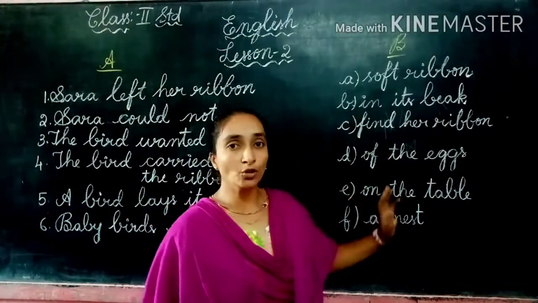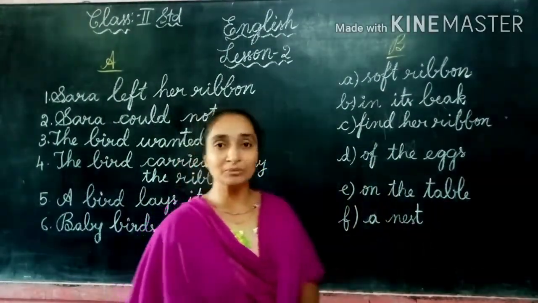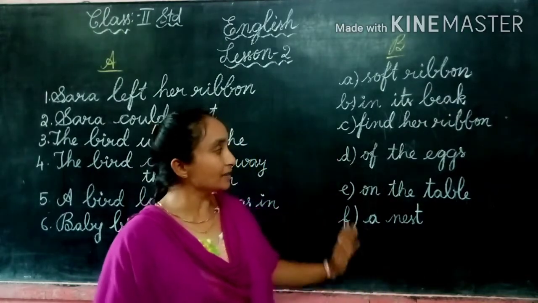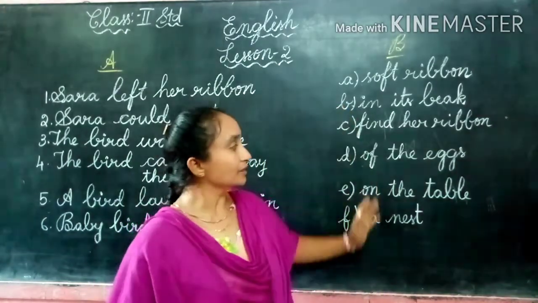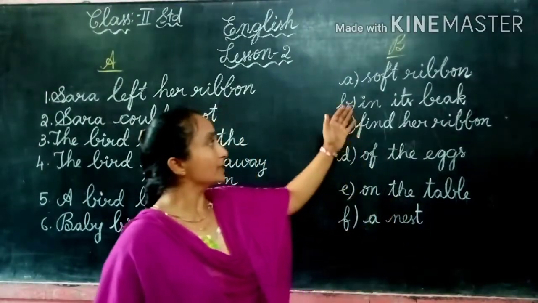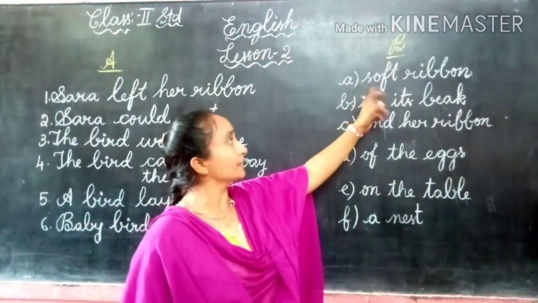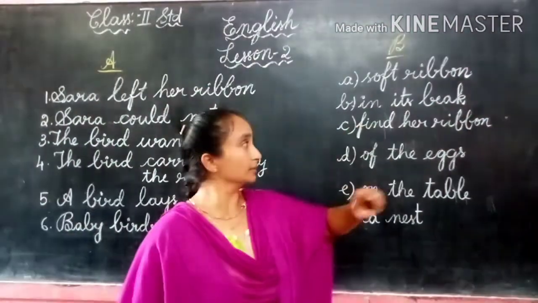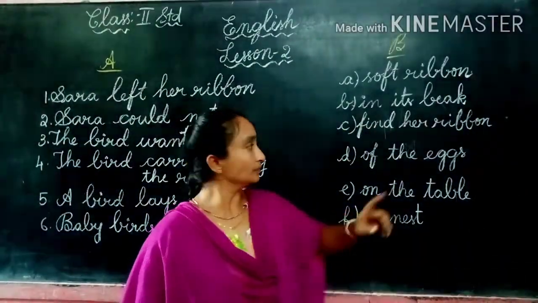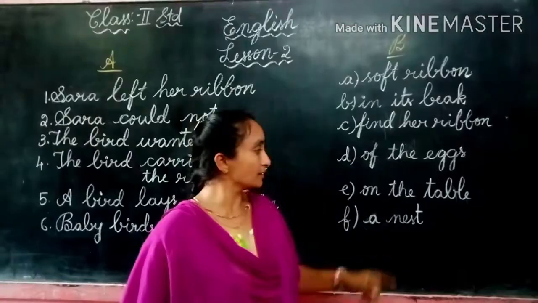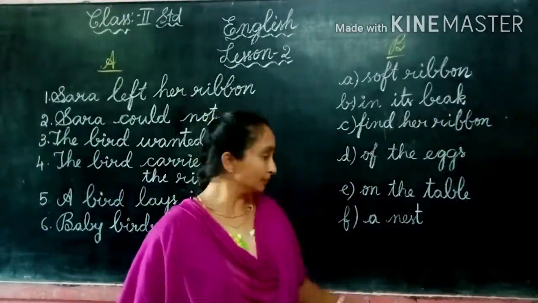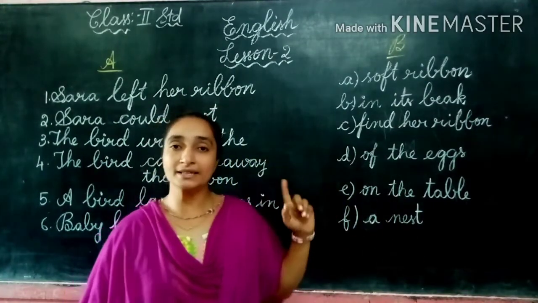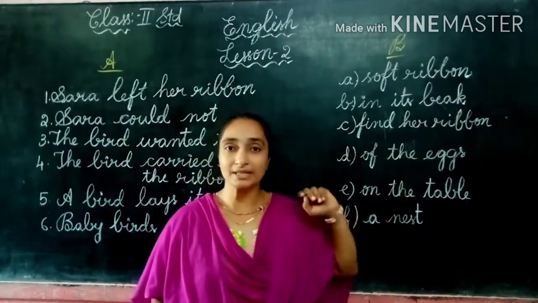So in the B column we have the continuation of these incomplete sentences. So here we can end the sentence. So these are the sentences: soft ribbon, in its beak, find her ribbon, of the eggs, on the table, a nest. So let us complete the A sentences with the B sentences.